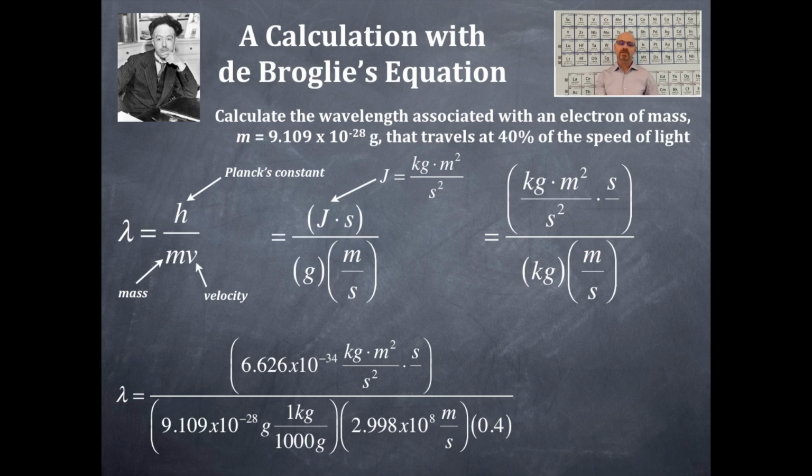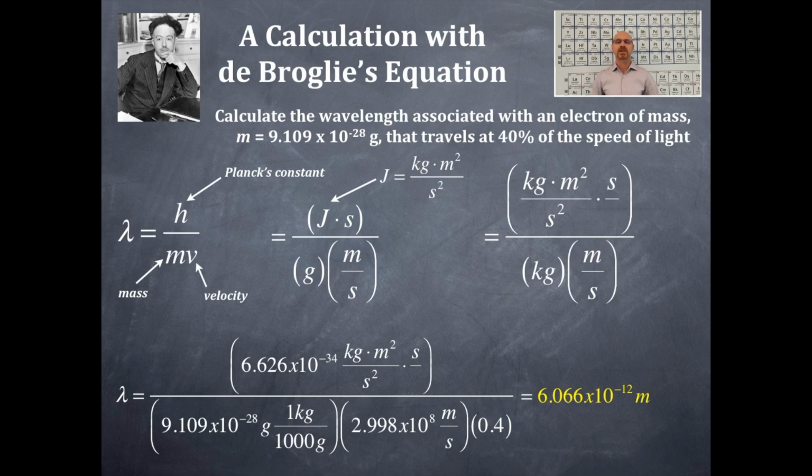Once we do all this, we're going to get a wavelength, and the wavelength we get is 6.066 times 10 to the negative 12 meters. That is a very short wavelength, but that is the wavelength of an electron. You should understand that we are calculating the wavelength of an electron.